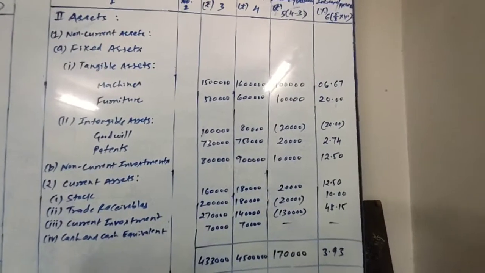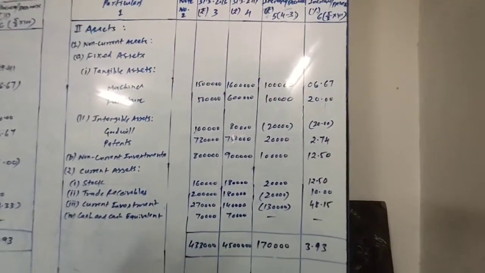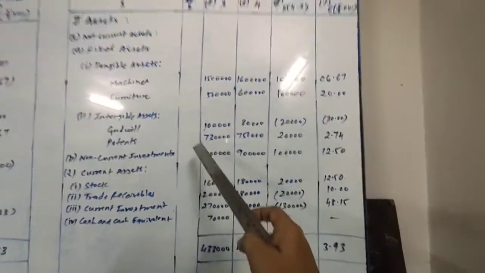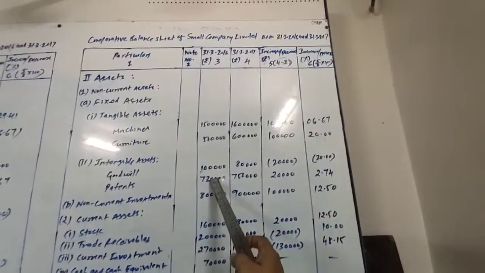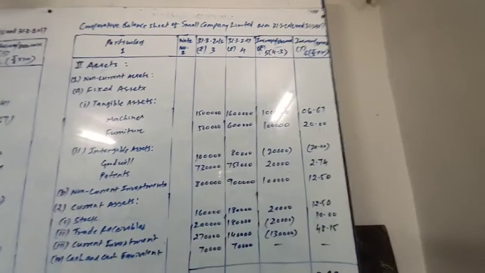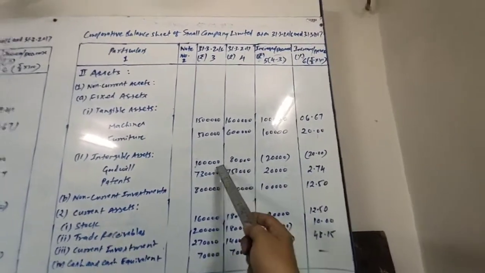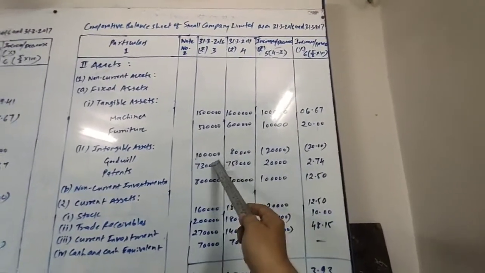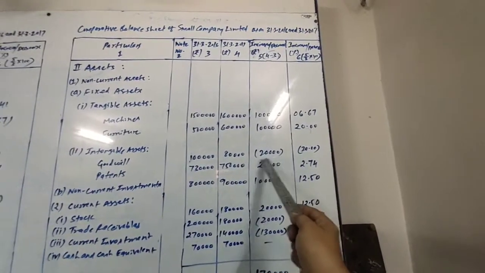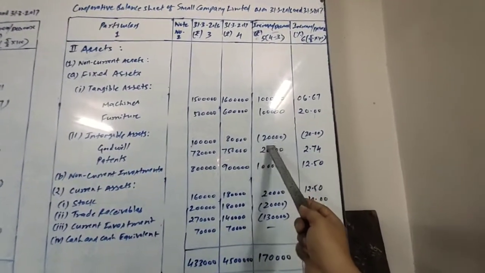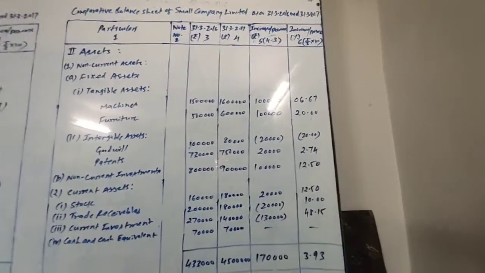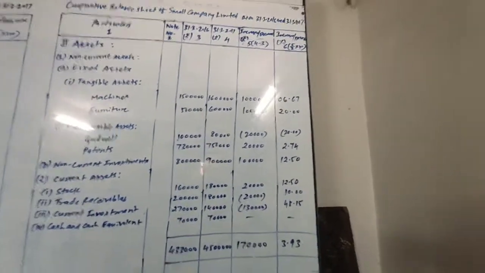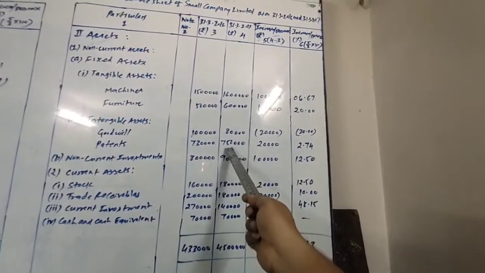Then the next item is given intangible asset, that is goodwill, and which was rupees 1 lakh in the year 2016, and it became 80,000 in the year 2017. So there's a decrease. So that decrease of 20,000 is shown in bracket. When we convert this in percentage, 20,000 divided by 1 lakh into 100, we get 20%.